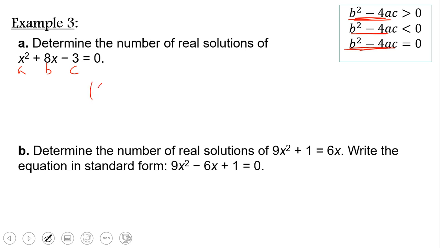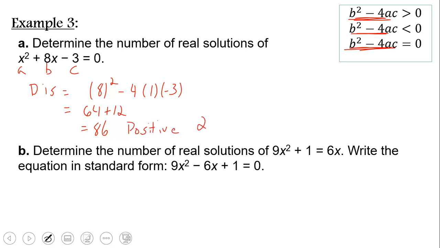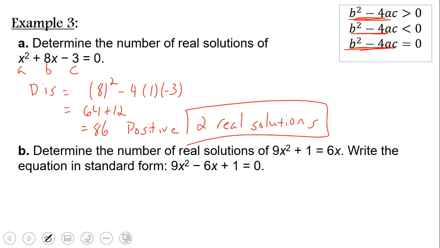So when we do b squared, 8 squared, so the discriminant is equal to 8 squared minus 4 times your a value. There's nothing there, so it's a 1 times negative 3. So it's equal to 64. Negative 4 times 1 times negative 3 is going to be a positive 12. It's equal to 76. 76 is positive. So that's a positive value. So we know that there are two real solutions. I don't know what the solutions are, but the discriminant can tell me that there are two real solutions here.